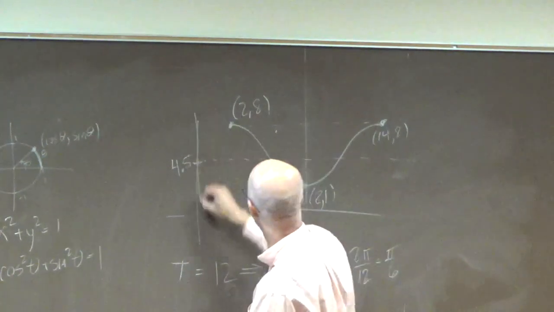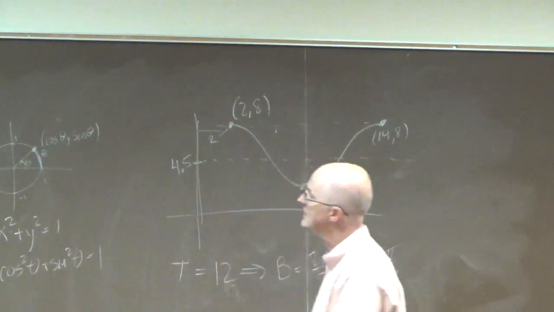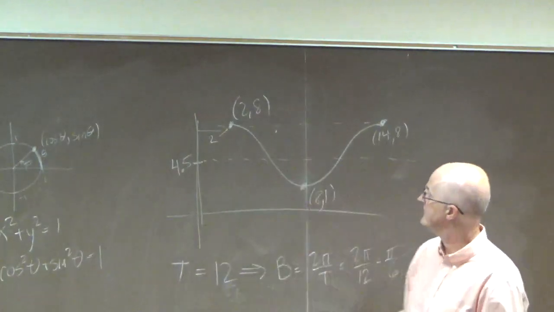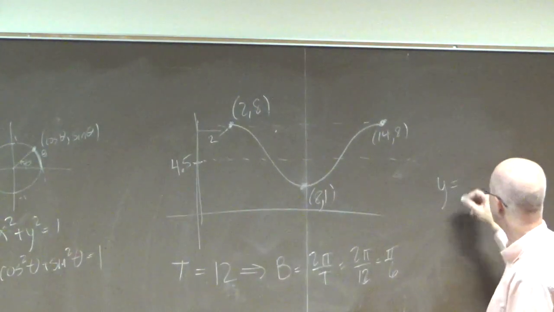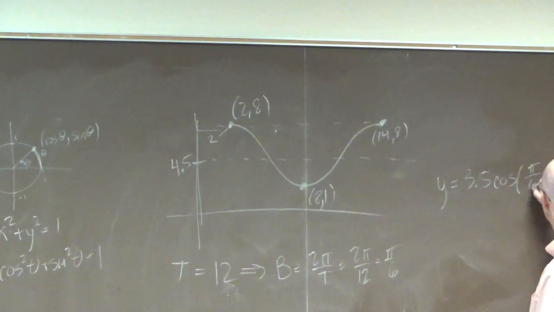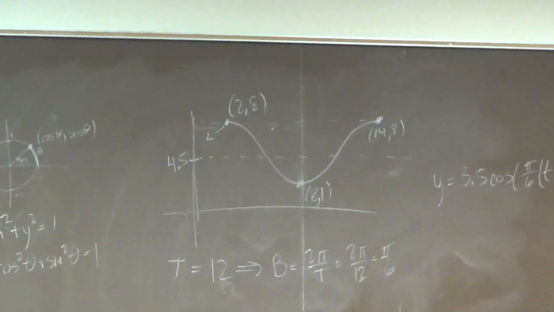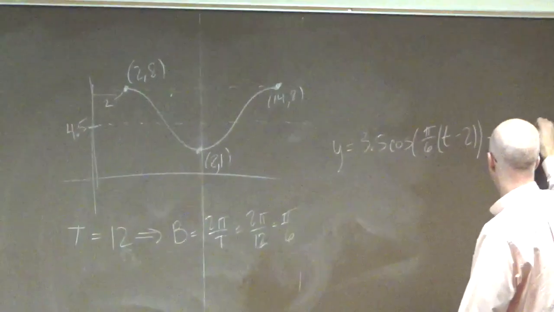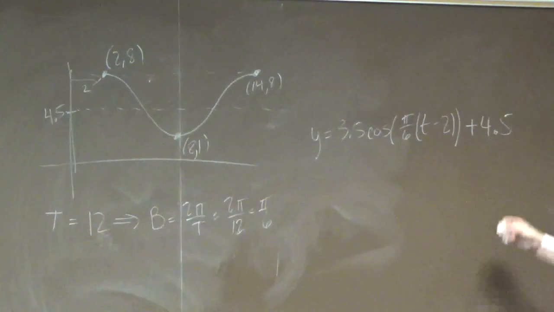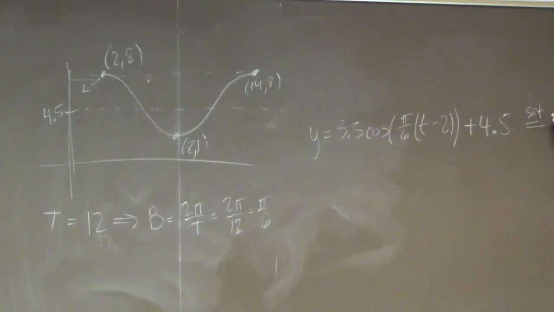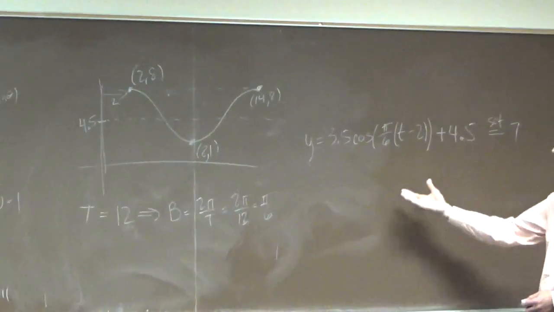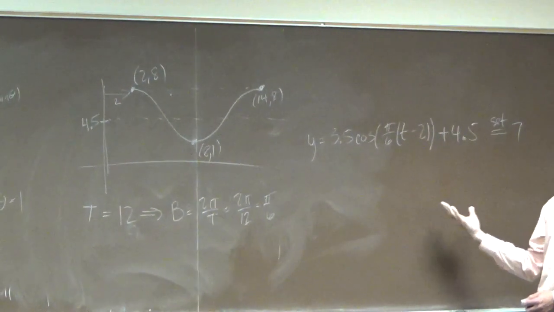Horizontal shift, if you're going to use a cosine, is 2. That would be the H. And the amplitude is 8 minus 4.5, which is 3.5. So a quick formula for this would be y equals 3.5 cosine of pi over 6 times, in parentheses, t minus 2, plus 4.5. Then you could, for example, solve for t when you set this equal to something, say 7, using an inverse cosine function. You want to isolate the cosine on one side by itself, and then take the inverse cosine.